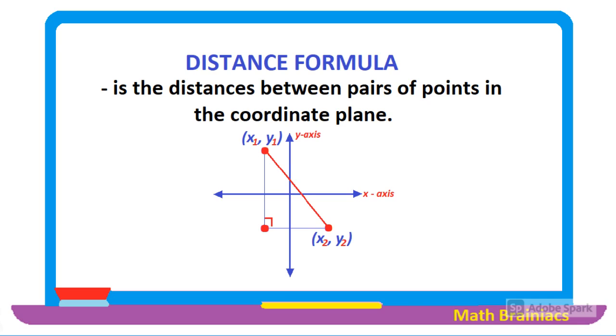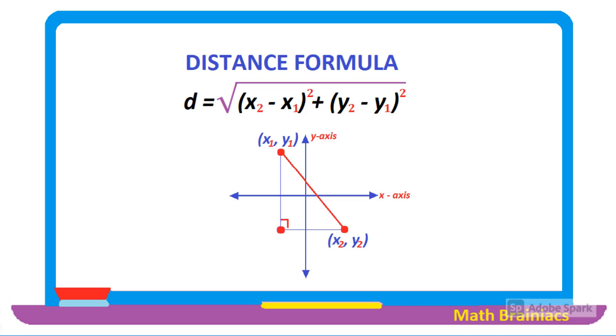We are going to designate the ordered pair of the first point as x1 and y1, while the ordered pair of the second point is x2 and y2. And we can write the distance formula as d is equal to the square root of (x2 minus x1) squared plus (y2 minus y1) squared.